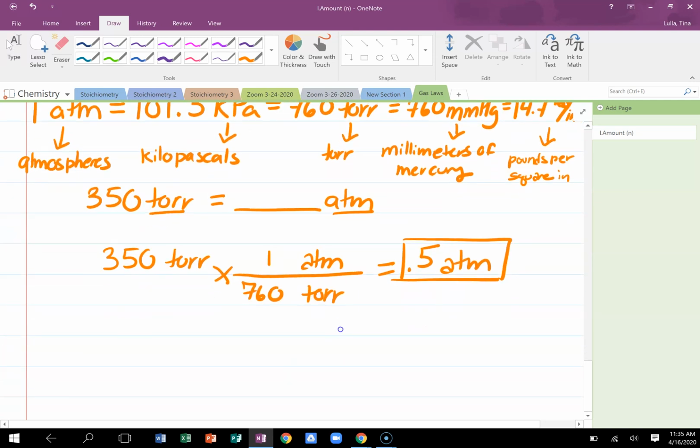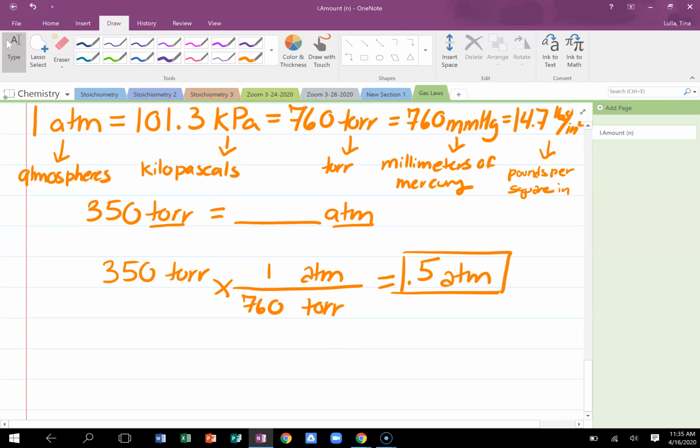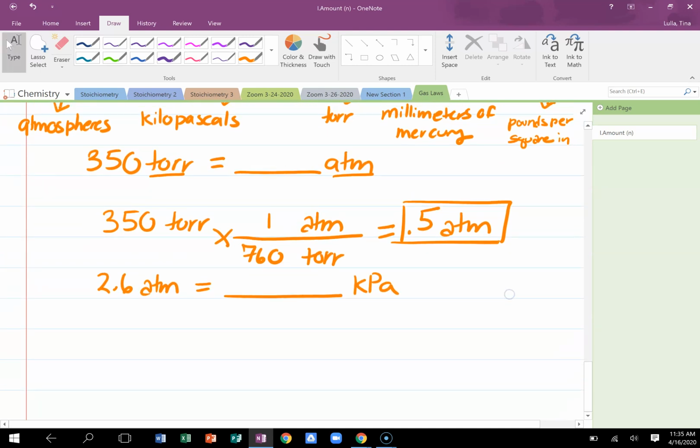Done. Let me do another one here. Let's say I had 2.6 ATM and I wanted to convert that to kPa. Just start with the number in the problem, 2.6 ATM. Both ATM and kPa are in my line of conversion. It's going to be a one-step problem.